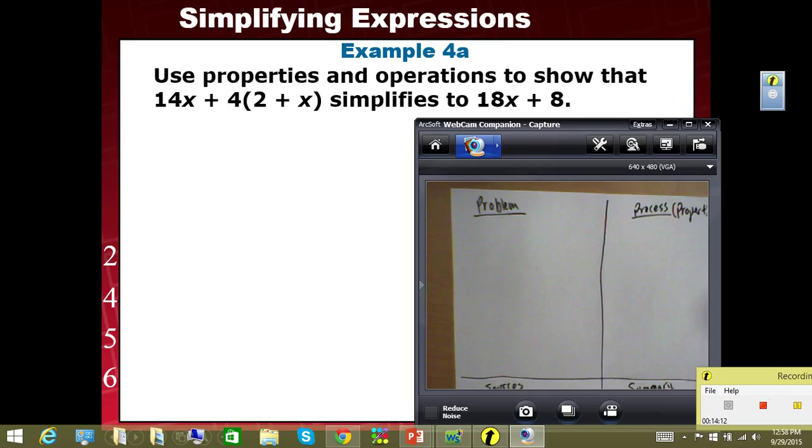What's it say? Use properties and operations to show that, what else? 14x. Make it a little bit bigger. The 14x, the expression that they give us, plus 4 parentheses, 2 plus x. You're going to write simplifies to 18x plus 8, period. See what I did right there? So basically you wrote the problem there.